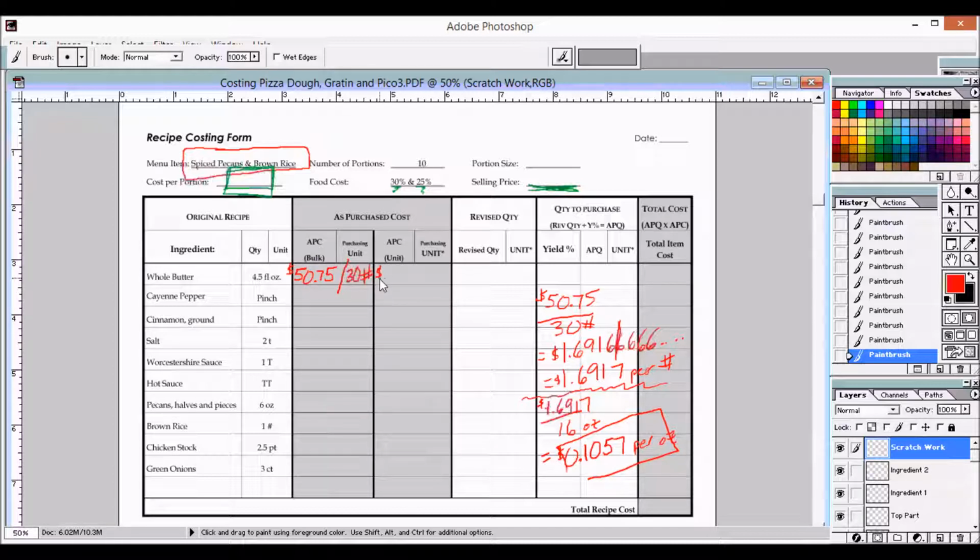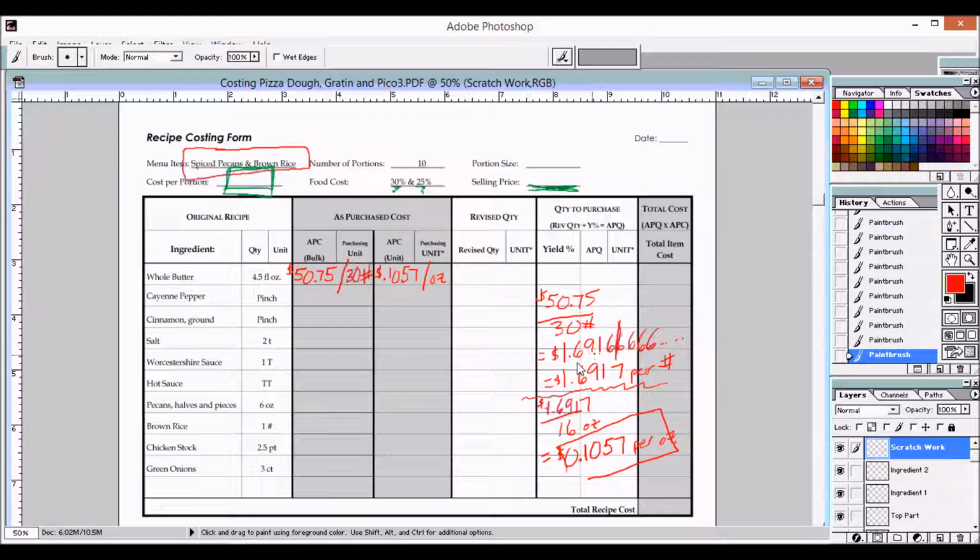So the butter that cost me $50.75 per 30 pounds is actually only going to cost me a little over 10 cents per ounce. Because that's what I really want it to be. Ultimately, I want to be able to just take the amount of butter and multiply it by the price for that butter. So if I have a unit mismatch, I have to get it into a workable state.